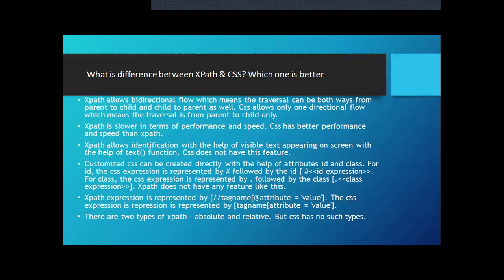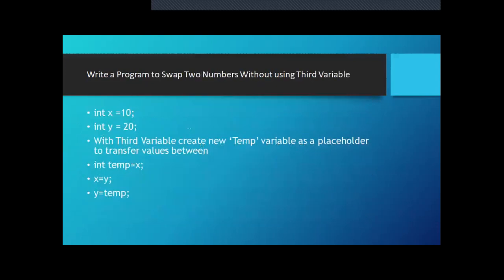The feature which CSS has is that you can represent an ID by hash followed by the ID. Okay, so the ID expression you can say over there. For example, the CSS expression for a class is represented by dot followed by the class. So XPath does not have any feature like this. Again, the syntax is also different, like double slash tag name, at the rate attribute equal to value, while in case of CSS, the double slash, the forward slash does not exist. And there are two types of XPath, absolute and relative, but CSS does not have any such types. So this is one of the questions that is asked. Let's move to the next question.